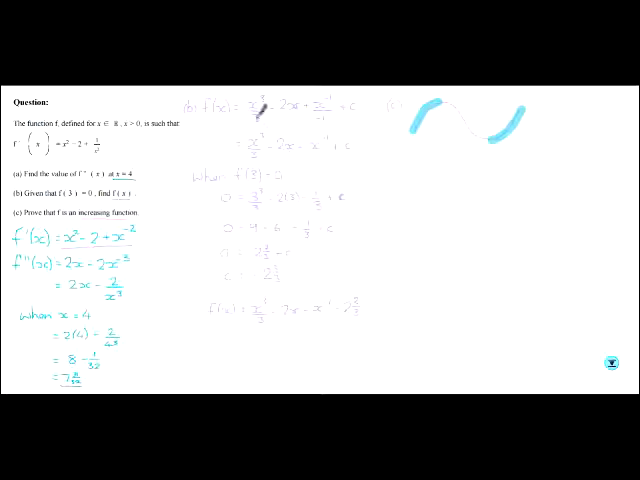So let's write a little statement here. Let's write increasing when the derivative, so f dash x, is greater than 0. And now let's write what the derivative is. So we've got x squared minus 2 plus 1 over x squared is more than 0. Okay, so we're going to try and solve this. This is a pretty nasty one, to be honest.